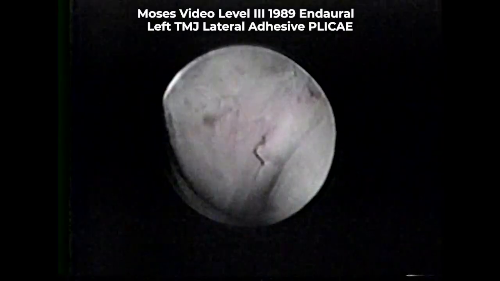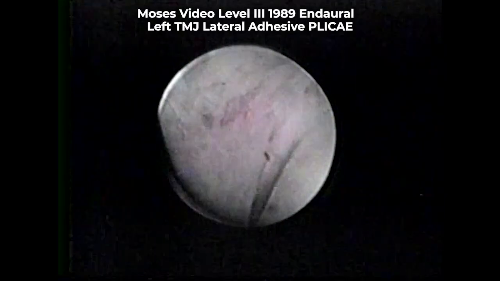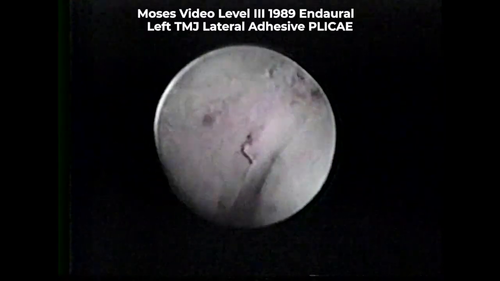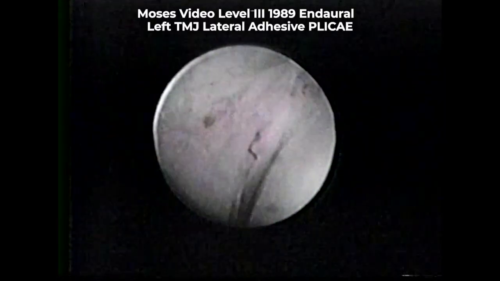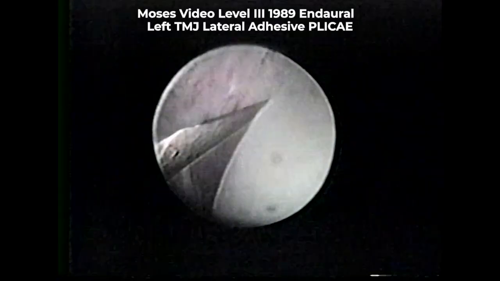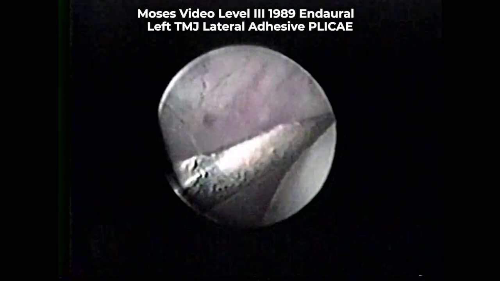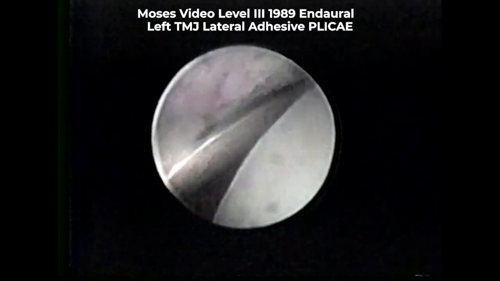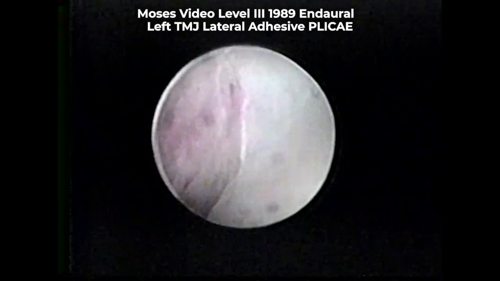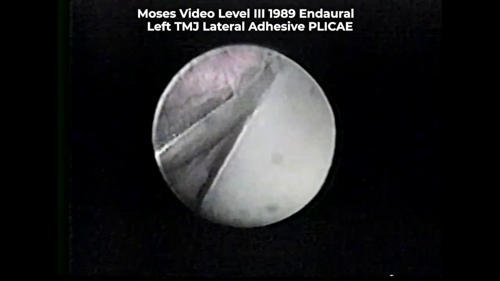Here we can see a left temporomandibular joint with a 30-degree arthroscope inserted into the endaural portal. We can visualize the lateral trough with its adhesive capsulitis present, with a vascularized synovial proliferation attaching with adhesions to the disc and articular eminence. This is described as a lateral capsular prolapse or impingement syndrome.